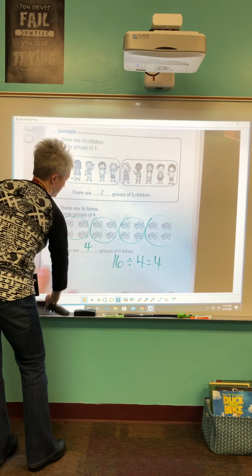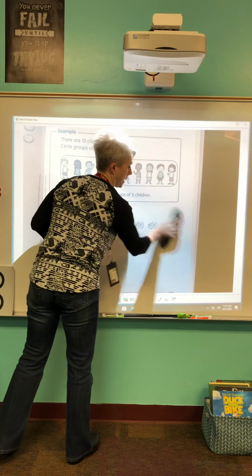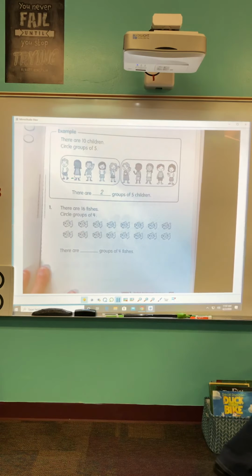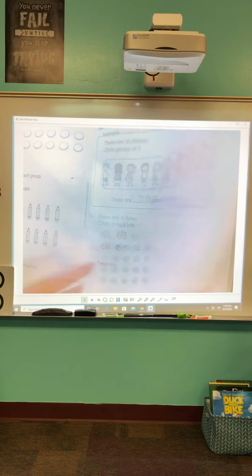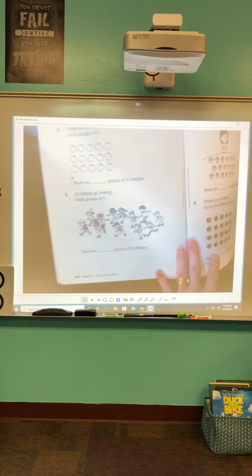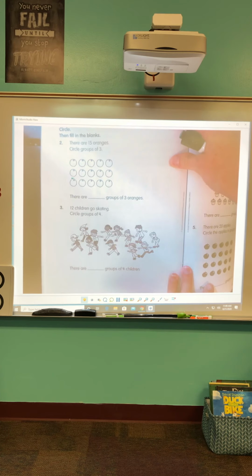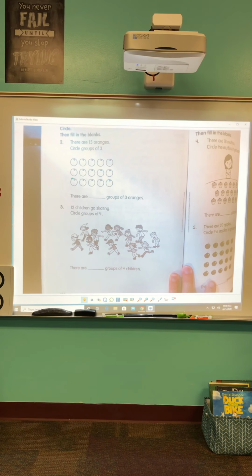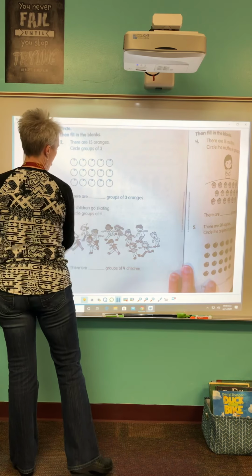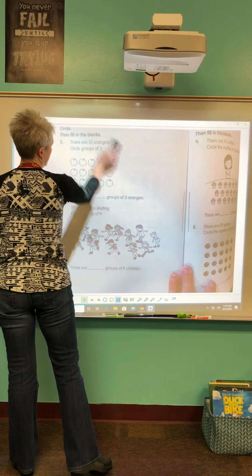All right, turn your page to page number 200. Just flip that page right over. See if I can get the whole page on the board for you. There we go. All right, there are 15 oranges, 15 all together.